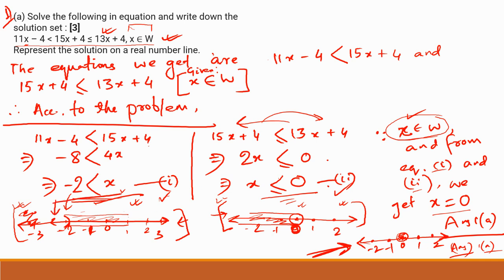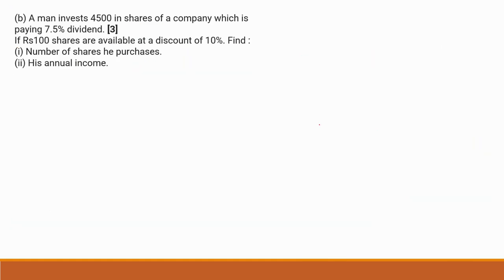You only write this equation 1, equation 2, write this constraint and show only this number line which he or she is expecting to see in the answer. Okay, so that is our first question. Hope this is clear to you guys. Now let's move on to the next question.